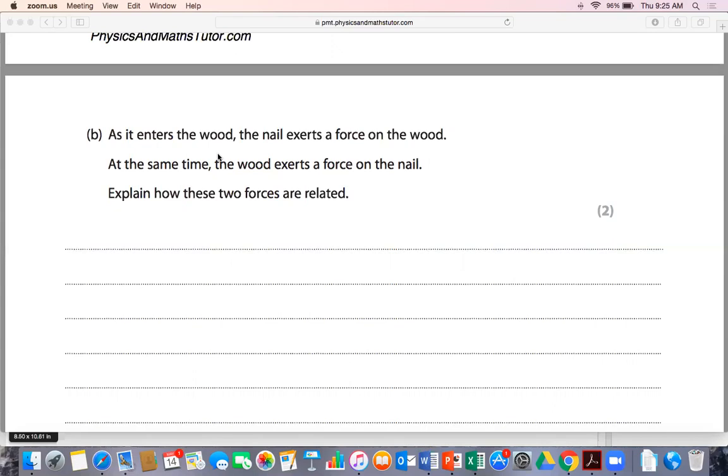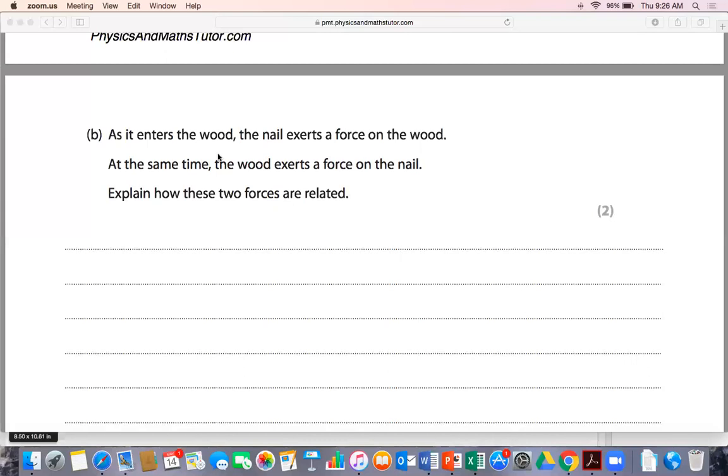Okay. And this is related to Newton's third law. Does anyone remember what Newton's third law is? Okay, I ask you a question. See, the nail is being hammered into the wood. When you hammer the nail into the wood, are you pushing the wood towards the nail to make the nail go in?